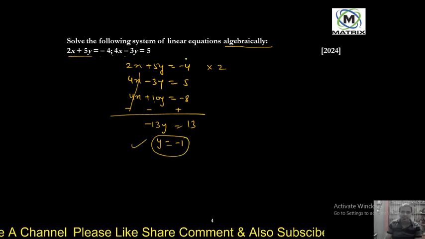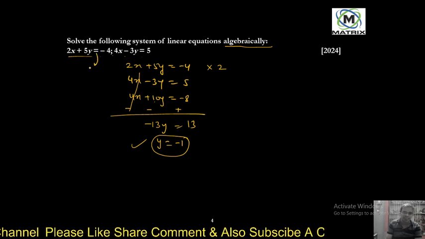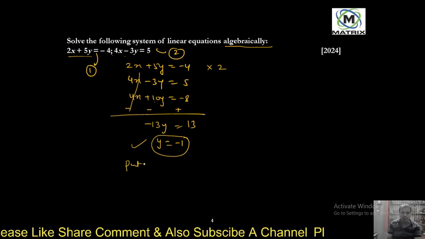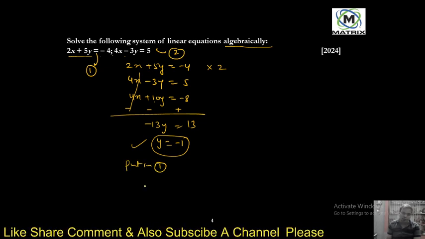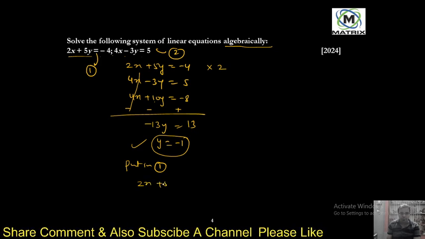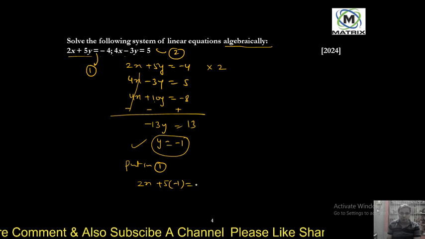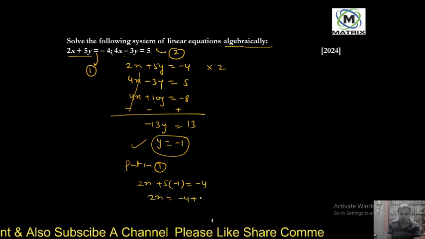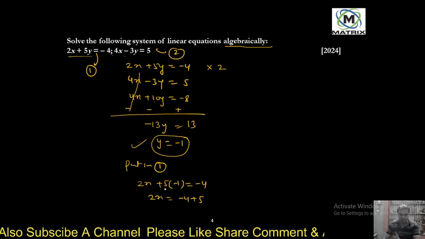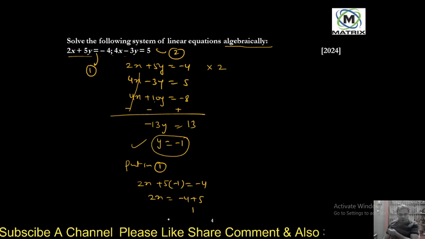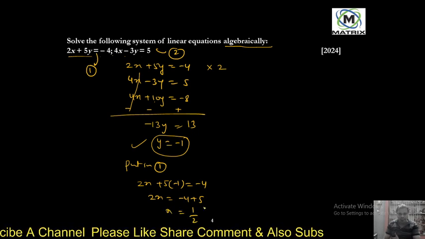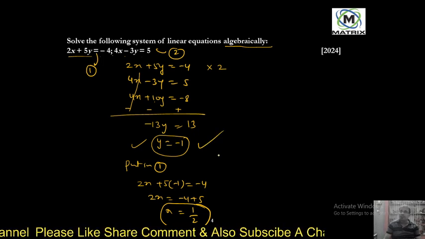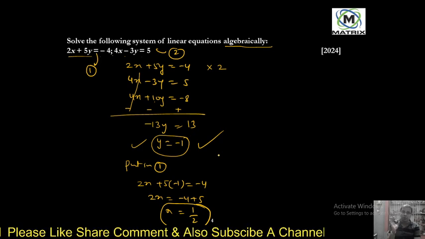Put that in equation number, say this is the first equation and this is the second equation. Put in first or put in second, whatever you want. So 2x + 5 into minus 1 equals minus 4. So 2x equals minus 4 plus 5. That minus 5 can go to this side. So 2x = 1. So x will be equal to 1 by 2. So x is getting 1 by 2 and y is getting minus 1. Understood my point? Is it clear or not first?